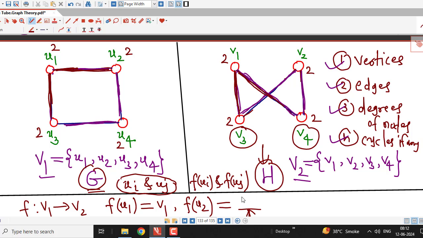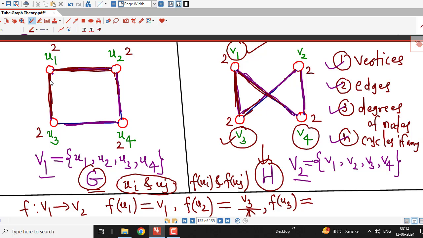Suppose I consider V3 here, then again we check U2 is adjacent with U1 and U4, that is with two vertices. So here V3 is also adjacent with two vertices, and here U1 and U2 are adjacent. So here V1 and V3 are also adjacent. So this will work. We have assigned V1 and V3. Now we check for the image of U3.